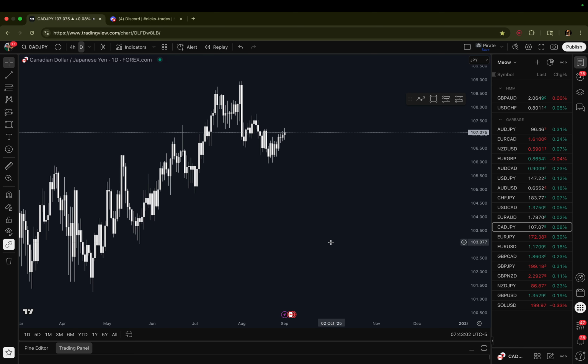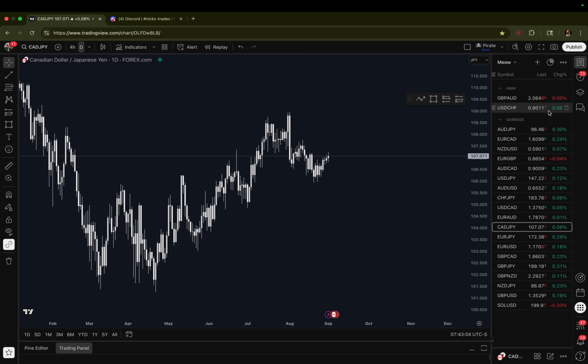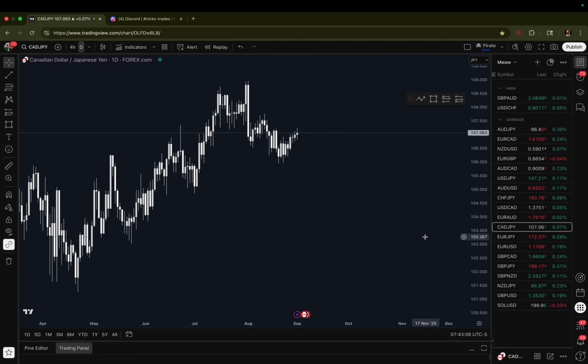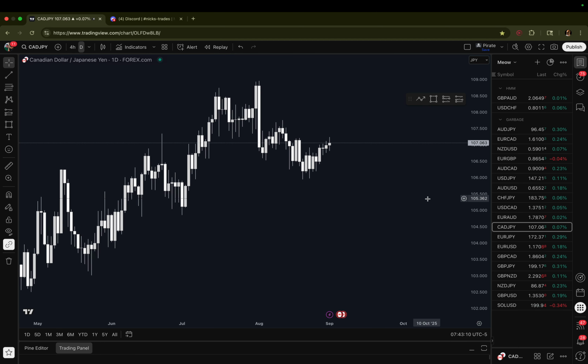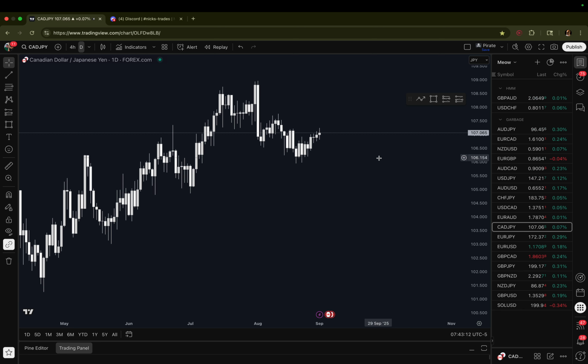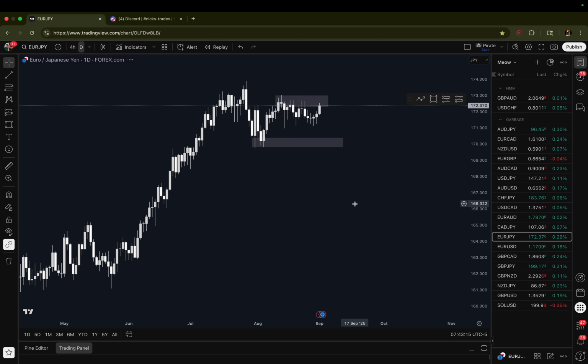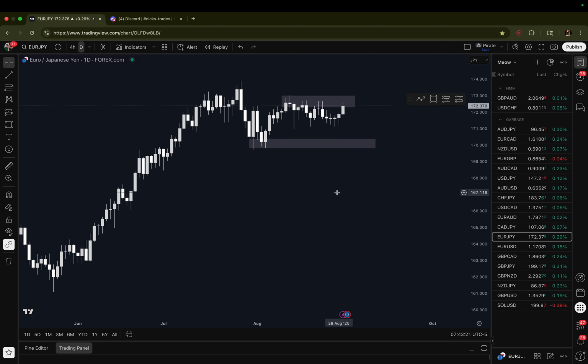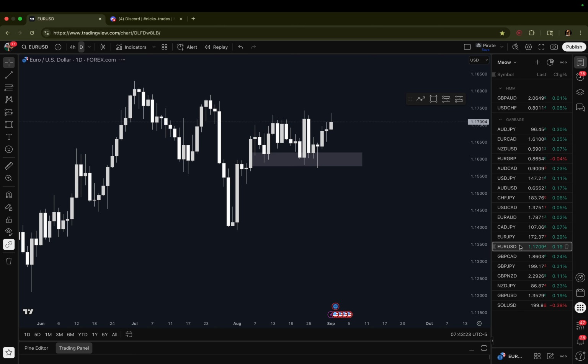CAD JPY. We've already got AUDJPY potential up here, so I'm just going to wait for that. CAD JPY, it's really correlated. They're both JPY pairs. I'm probably just going to leave this one alone. I don't really see anything clear. Euro JPY, we've been going sideways for a while, which scares me, but I personally think she's going to break to the upside, so we'll see what happens. I don't see any trades, though.